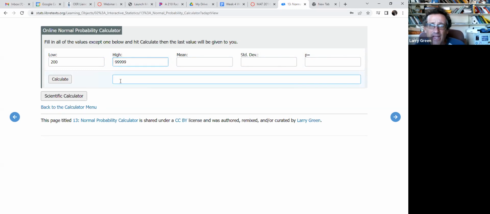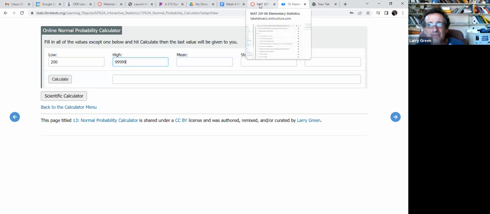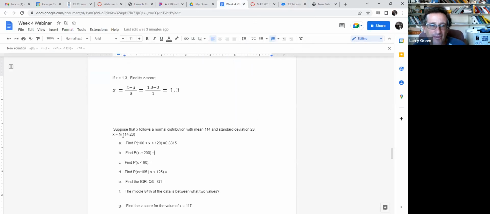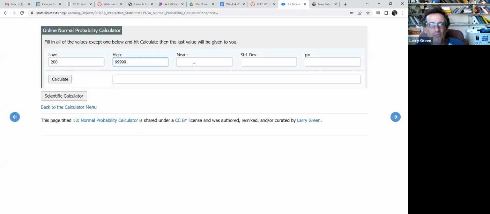Any questions on that? It can be more than that, but you'll get the same answer if you do a bunch more nines. So 2 more nines than the number of digits of the biggest number you see in the question. And then the mean and standard deviation we already had, that was 114 and 23. And I hit calculate. And what do you see? 0.000092.